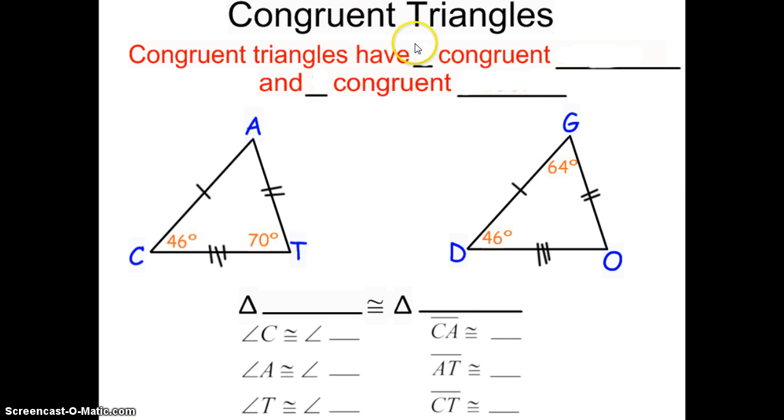Next, we're going to talk about congruent triangles. Congruent triangles have 3 congruent angles and 3 congruent sides.